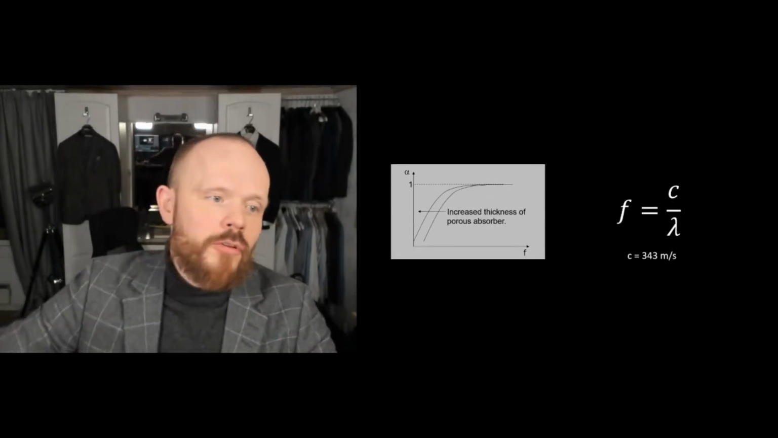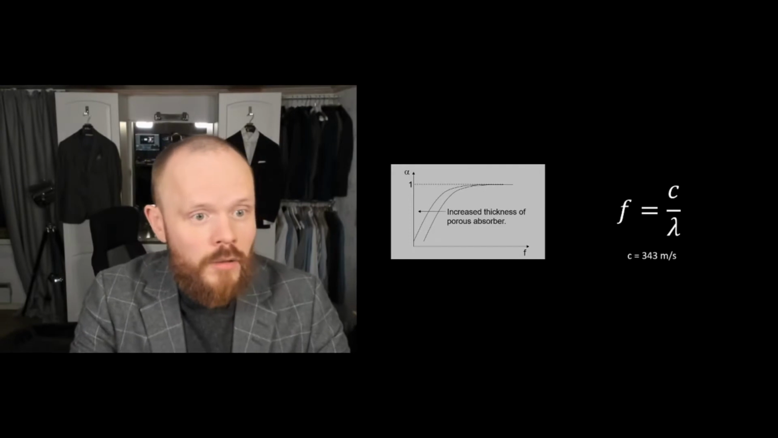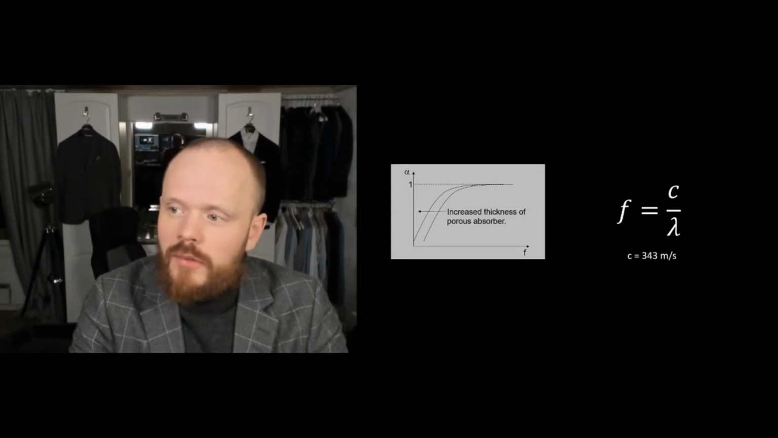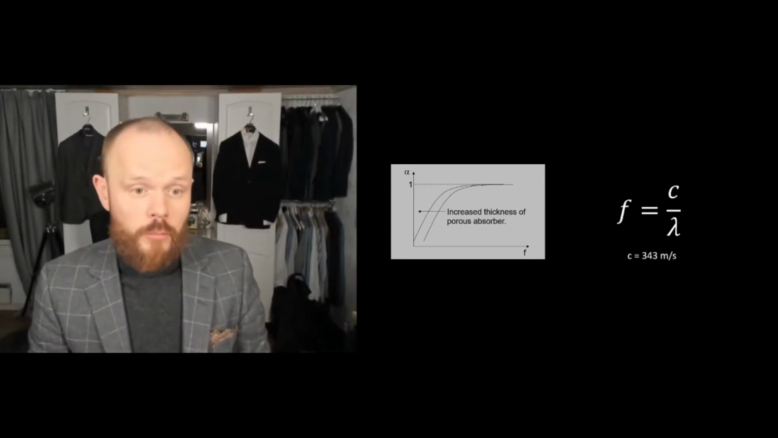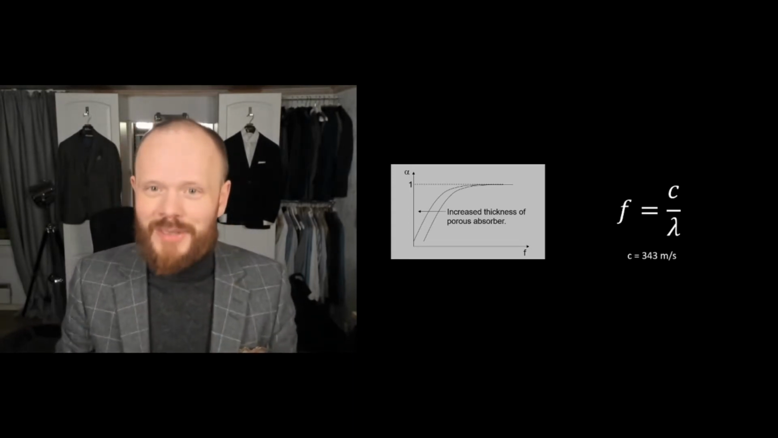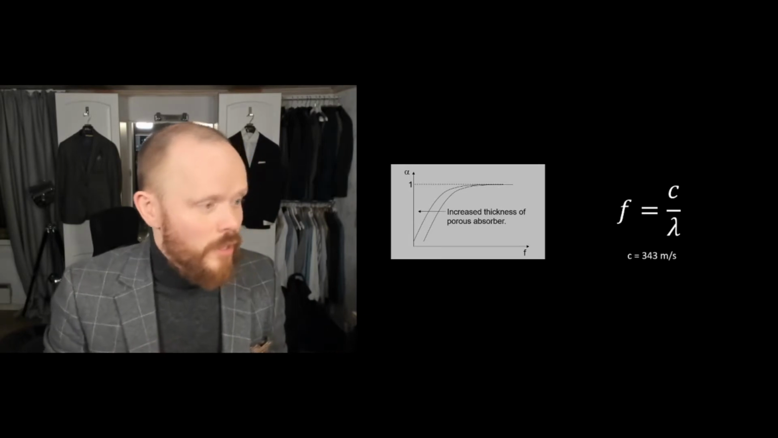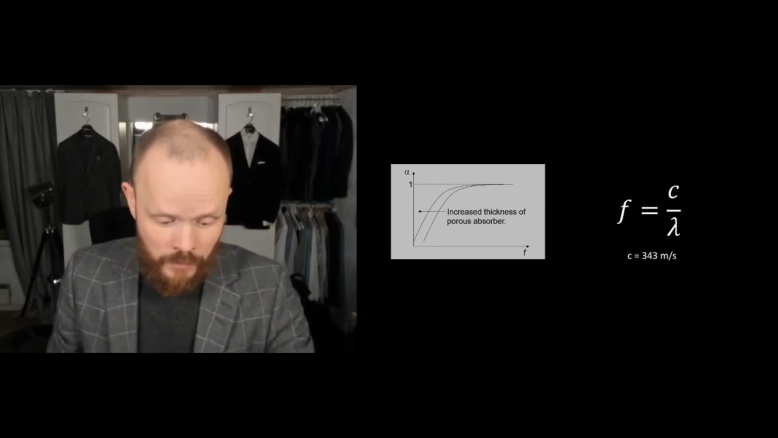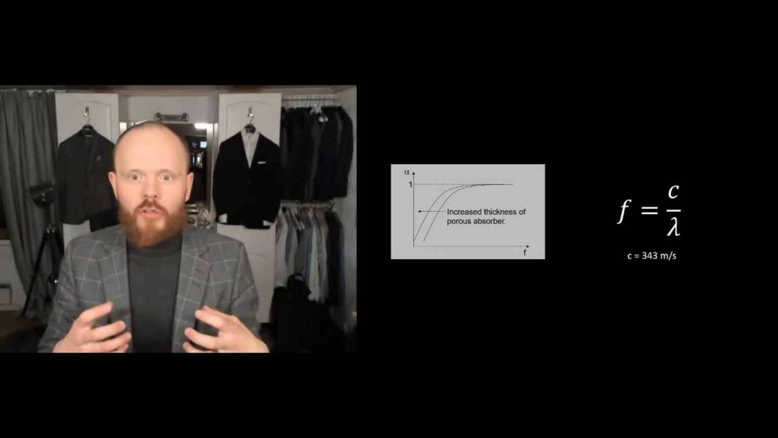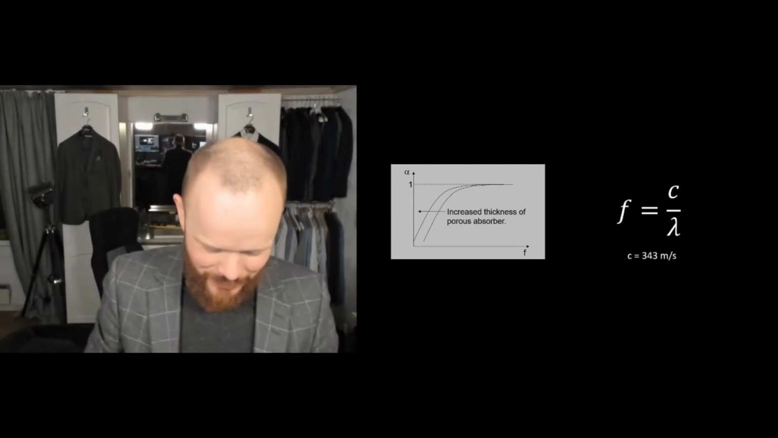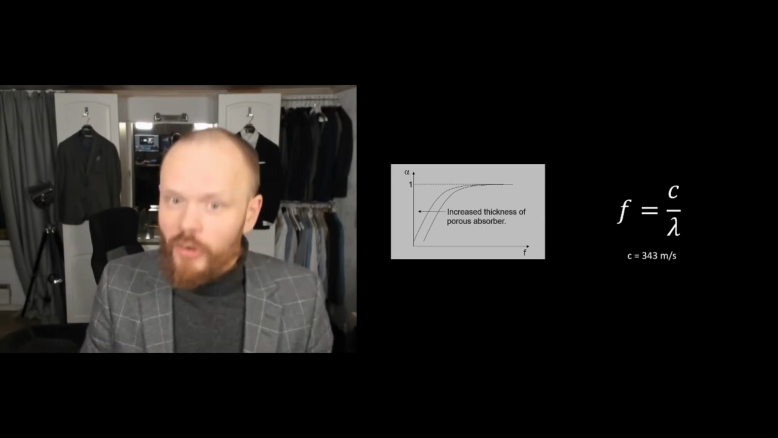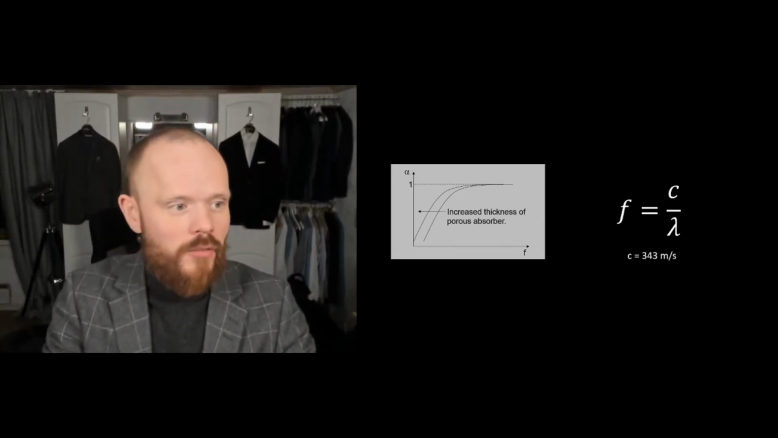So here, if we look at the graph, we have the absorption coefficient on the y-axis, and we have the frequency on the x-axis. And as the thickness of this porous sound absorber is increased, its absorption coefficient, its ability to absorb sound, also increases. Now, with the porous absorber, I mean typical materials like a sound absorbing ceiling, mineral wool, heavy cloth, that kind of material. A pillow or your bed could also be considered a porous absorber. There are other types of absorbers as well, but we're not going to cover them now.